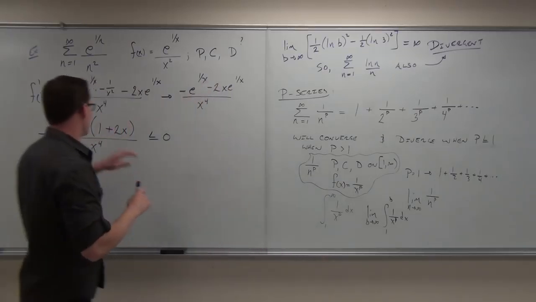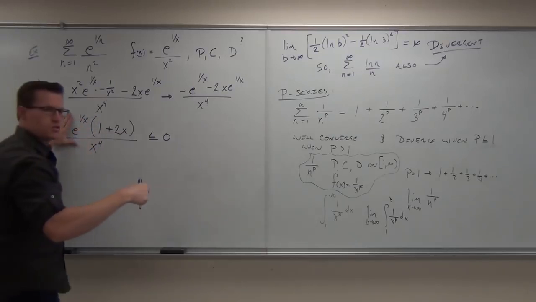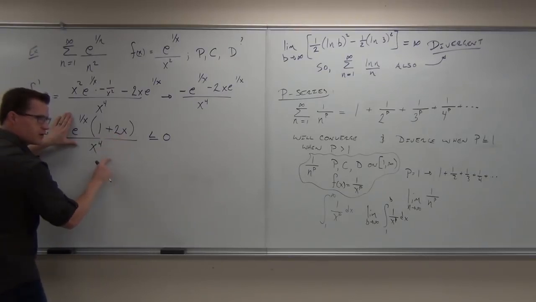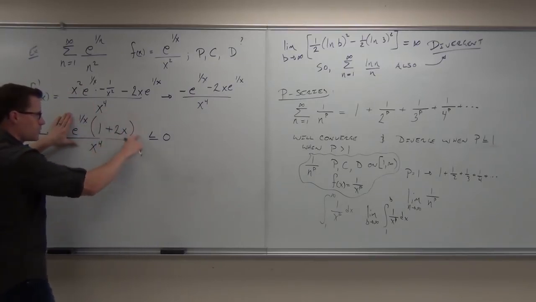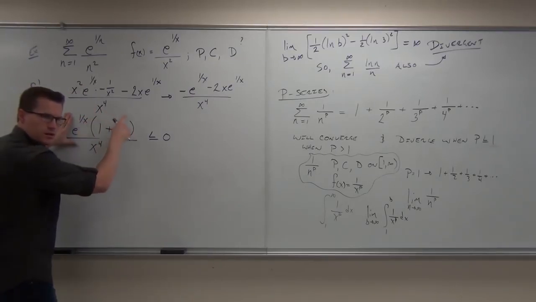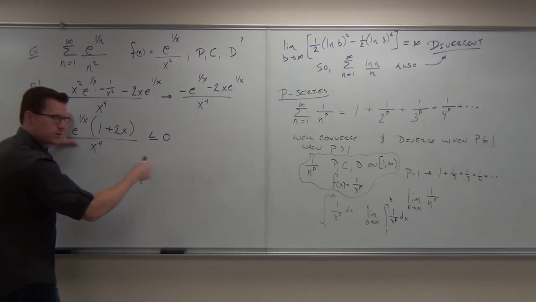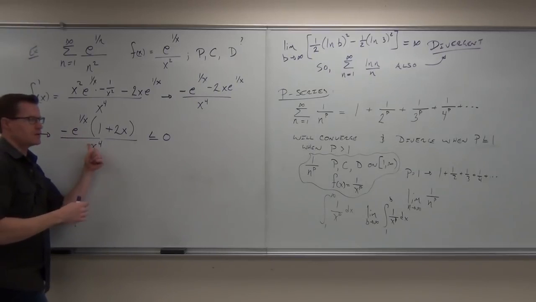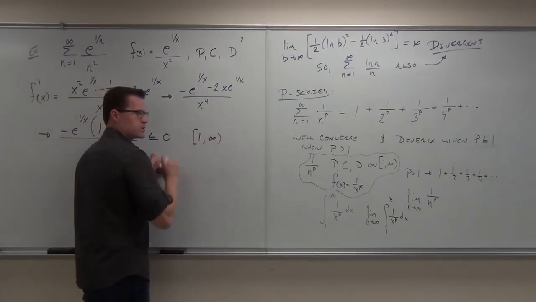Now think about this one. Is this always positive, without the negative? E to any power is always positive. So we got a positive, a positive, a positive. So you're telling me for any value of x, this expression will be positive, correct? Yes. That's positive, and that's positive when x is greater than 1. What would that do? Negative. So is this always negative for x between 1 and infinity?